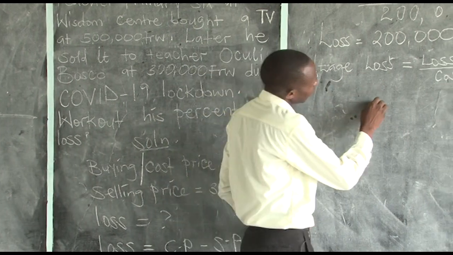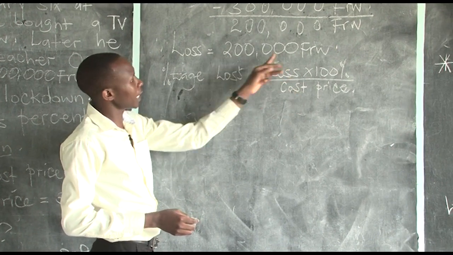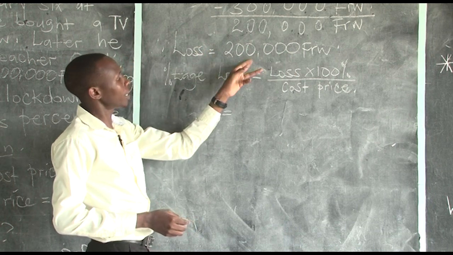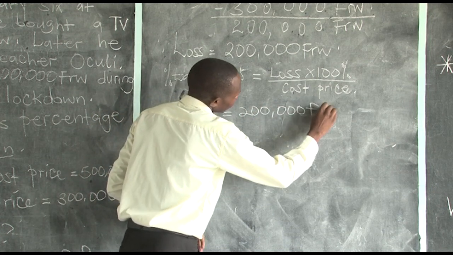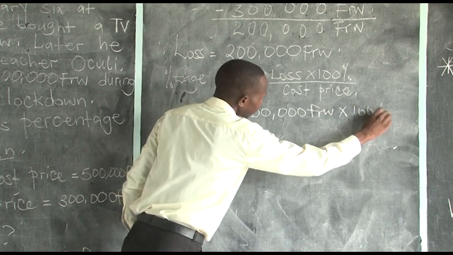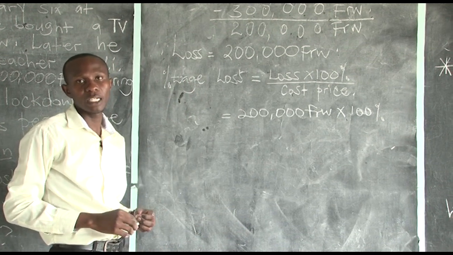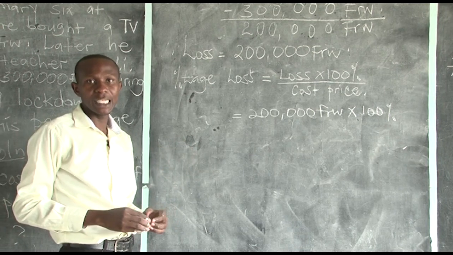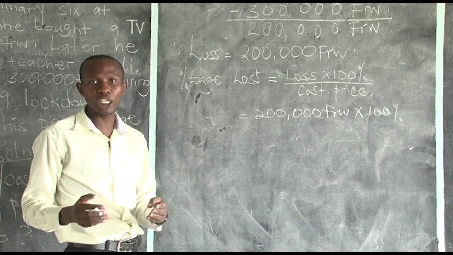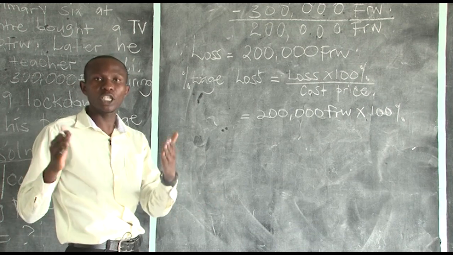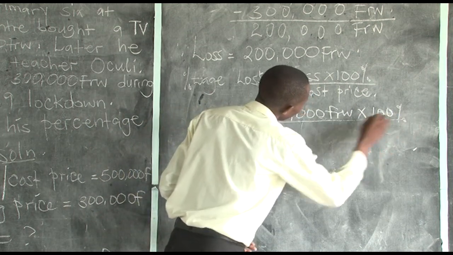So from there, we shall continue. What is our loss? We are now just going to substitute. Where there is loss, we put the amount that represents loss. That is 200,000 francs times 100%. Why do we multiply with 100%? We multiply by 100% because 100% is the original percentage, and we are converting everything into percentage. After there, I will say divide by the cost price.